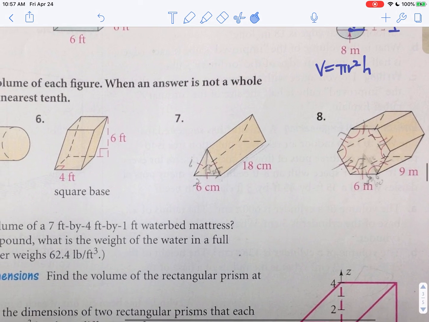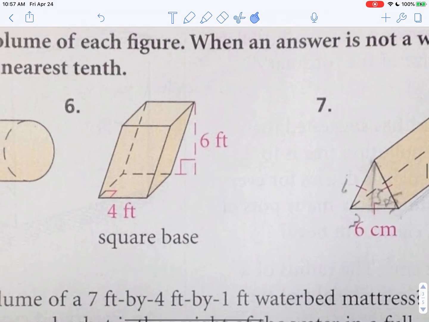Looking ahead, question number 6 will be the same thing. You're still going to find the area of your base times the height of your prism. Okay, even though it's slanty, you can treat it the same way.